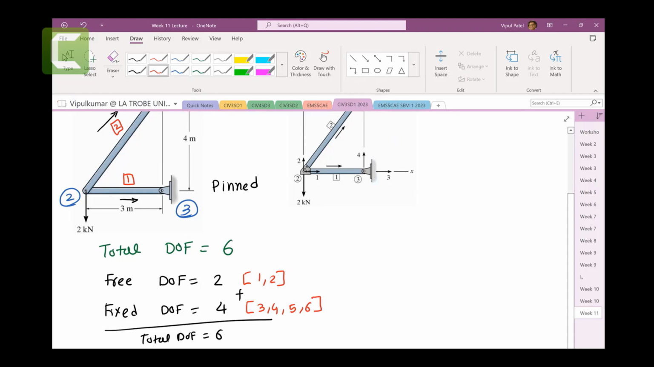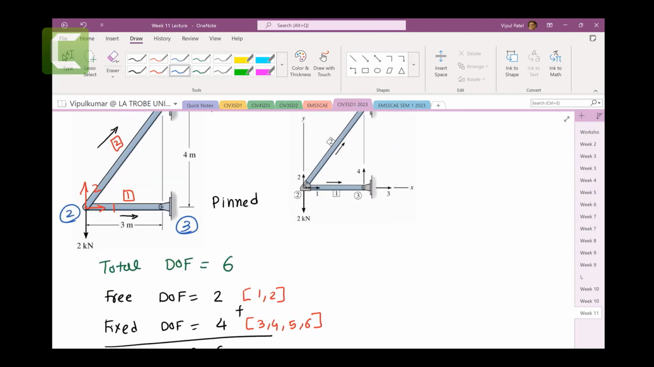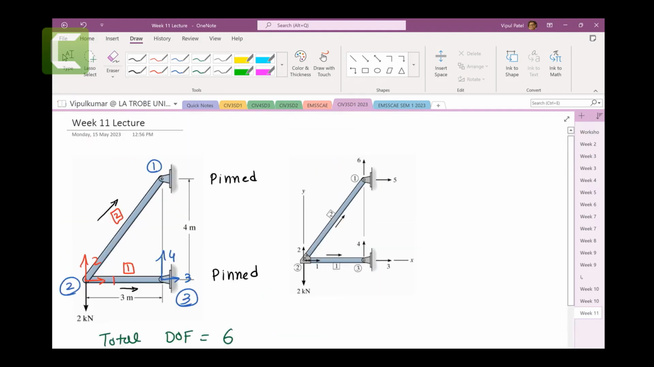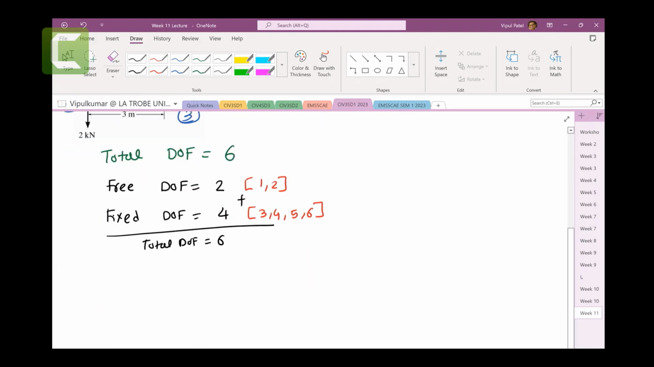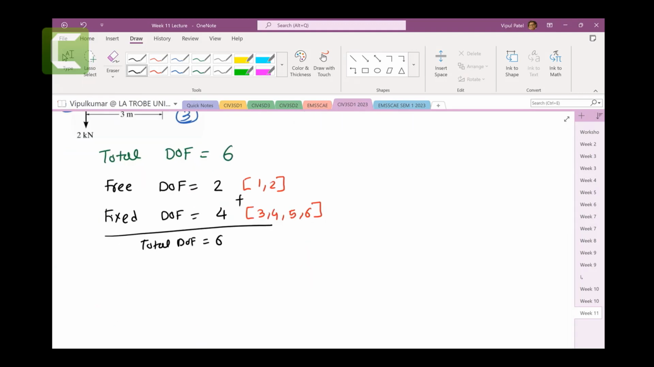So the lowest ones that we're going to put are 1 and 2, and then the fixed ones we're going to put are 3, 4, 5, and 6. That is your fixed one, right? So I hope you understand the modeling. Everything is nice and clear. You can stop me if you don't understand any of these.